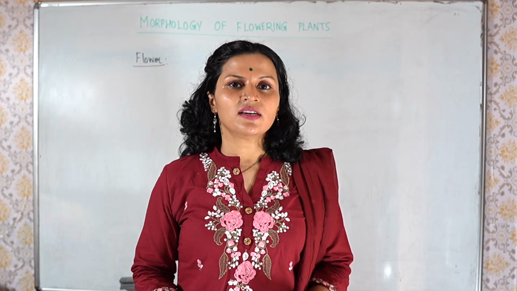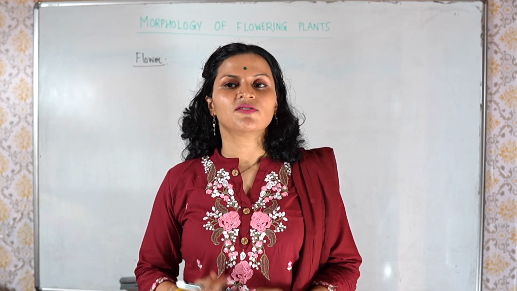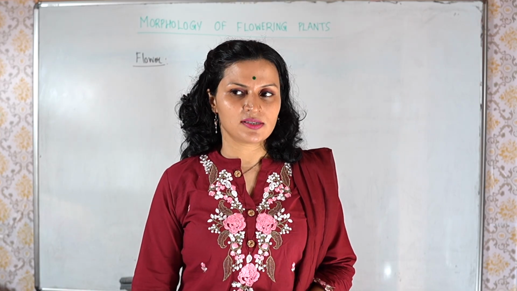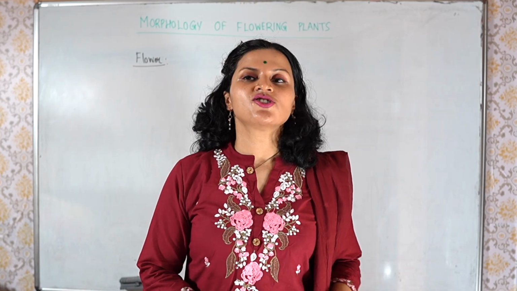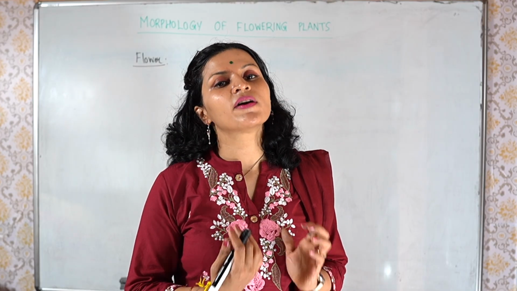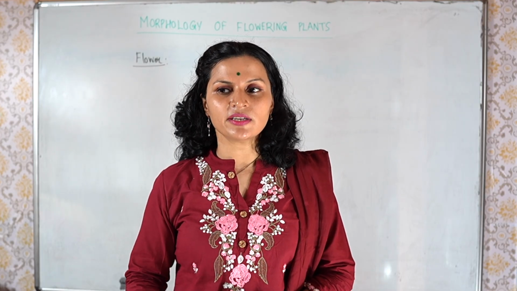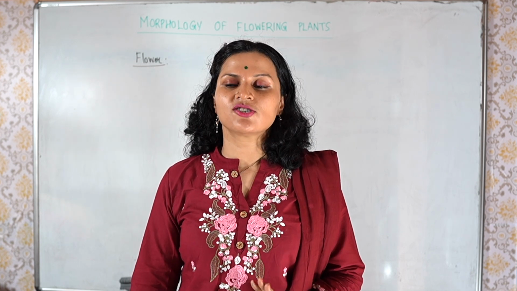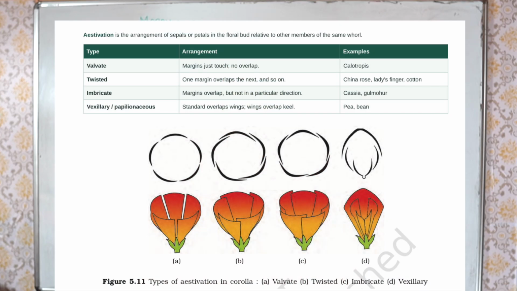If the petals are free, they are called polypetalous, and if the petals are fused, they are called gamopetalous. No examples cited for these. Next, aestivation. Aestivation is the arrangement of the sepals or the petals in the flower bud in relation to each other. So this arrangement is known as aestivation. 4 types of aestivation have been described: valvate, twisted, imbricate and vexillary aestivation.